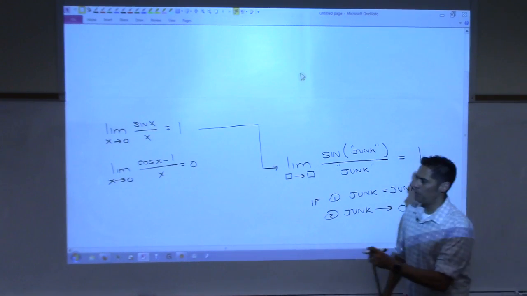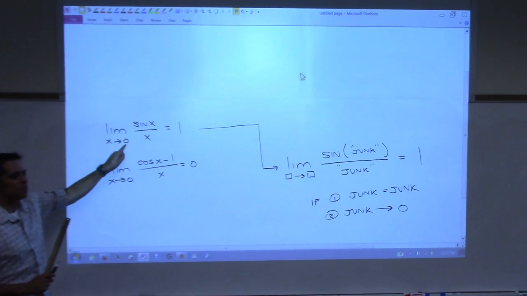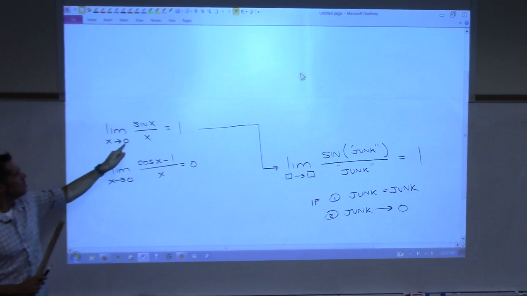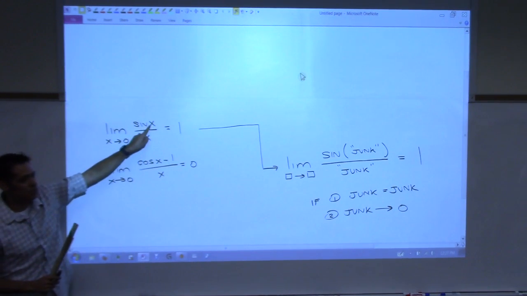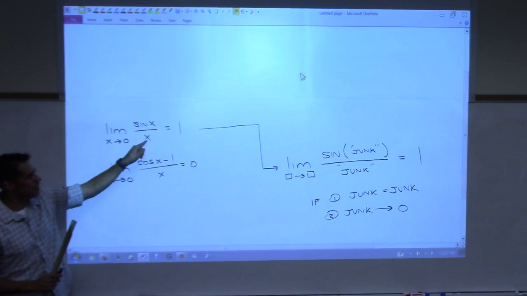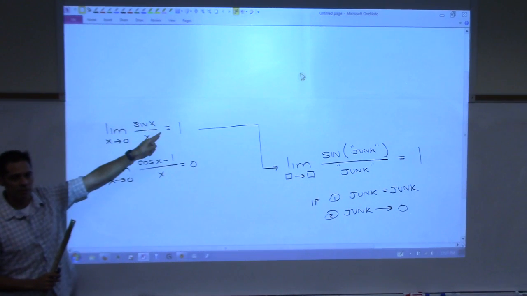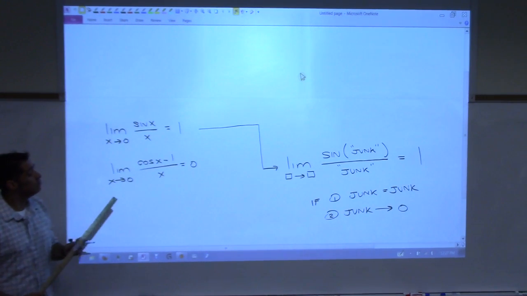So let's go back and look at the formula that I've told you need to know. I have a limit, I have something approaching something, right? Do I have sine of some junk over some junk? Do these two junks match? Is that junk going to 0? Yes, because x is going to 0, that's going to 0. The answer is 1. So junk must appear 3 times? No. Just twice.